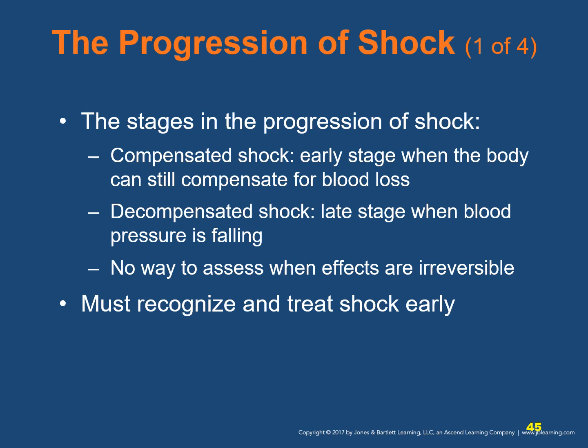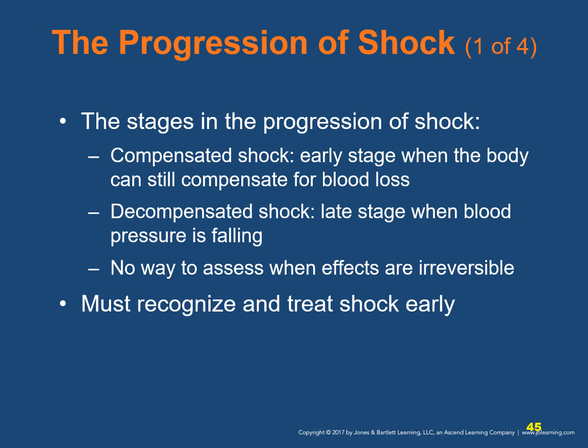Stage 2, decompensated shock. The late stage when blood pressure is falling. Signs and symptoms: falling blood pressure, systolic blood pressure of 90 or lower in an adult, labored or irregular breathing, ashen, mottled, or cyanotic skin, thready or absent peripheral pulses, dull eyes, dilated pupils, poor urinary output.